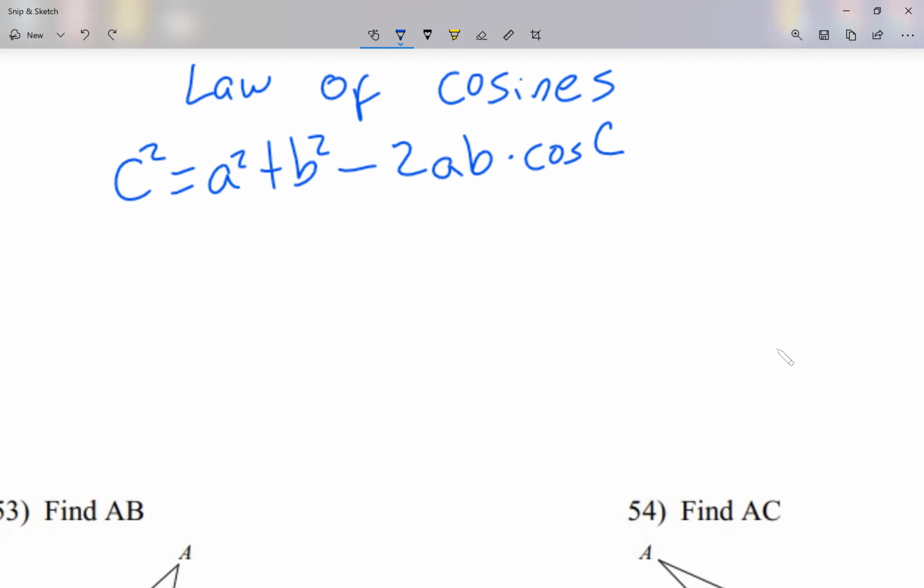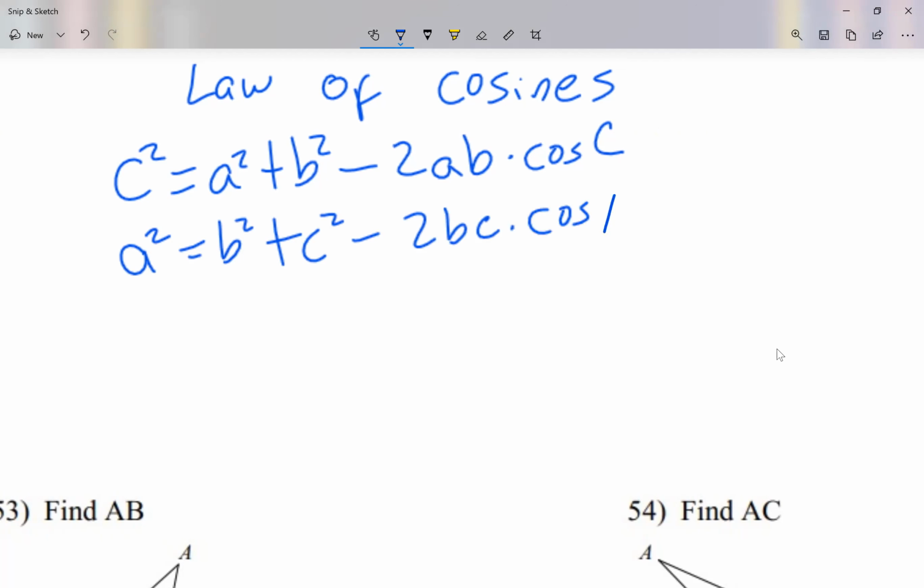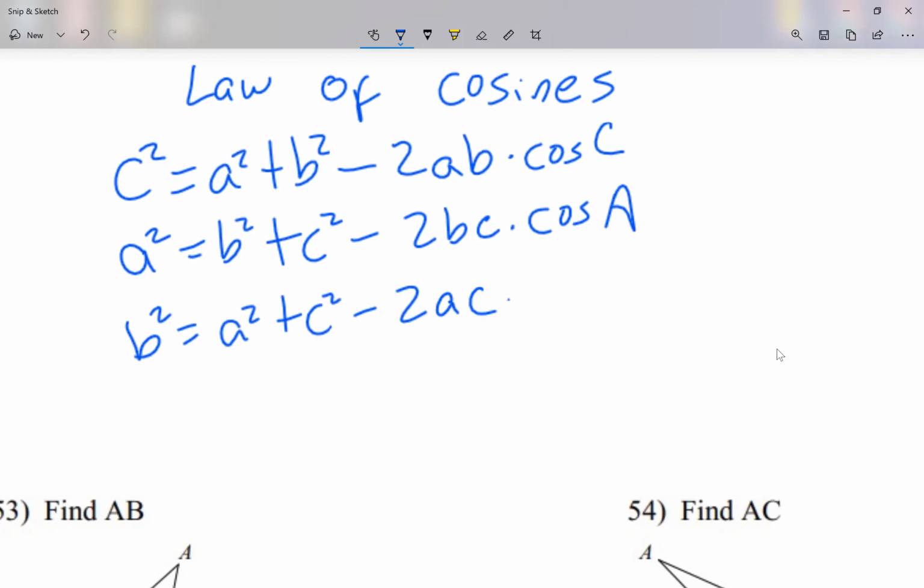But what if it's not 90 degrees? What if it doesn't cancel out? Now, what if I'm not solving for side C? What if I'm solving for side A? We're going to use a squared equals b squared plus c squared minus 2 times b times c times cosine of a. I'm going to give you guys 3 formulas. The other formula is going to be b squared is equal to a squared plus c squared minus 2 times a times c times cosine of angle B.